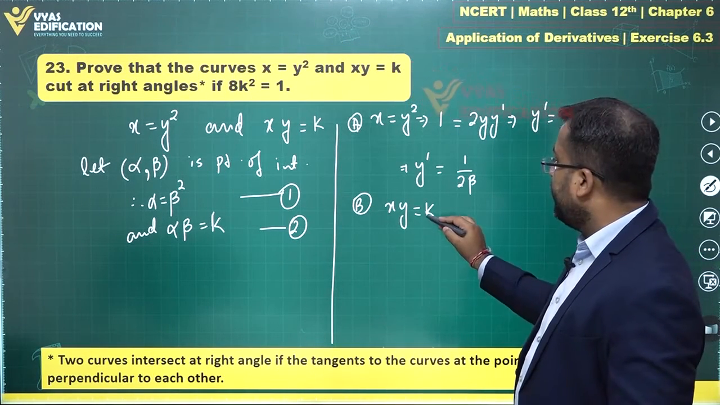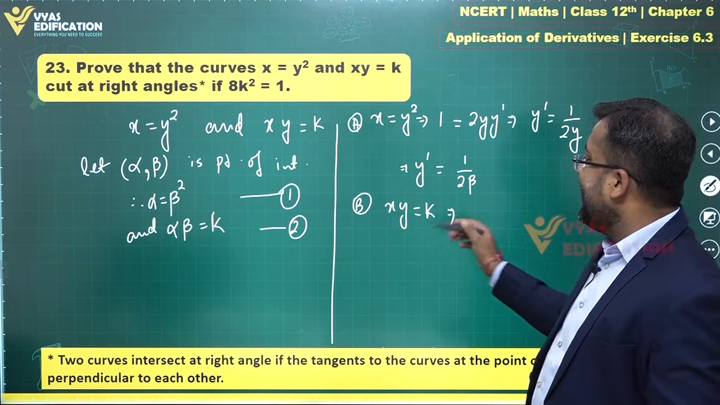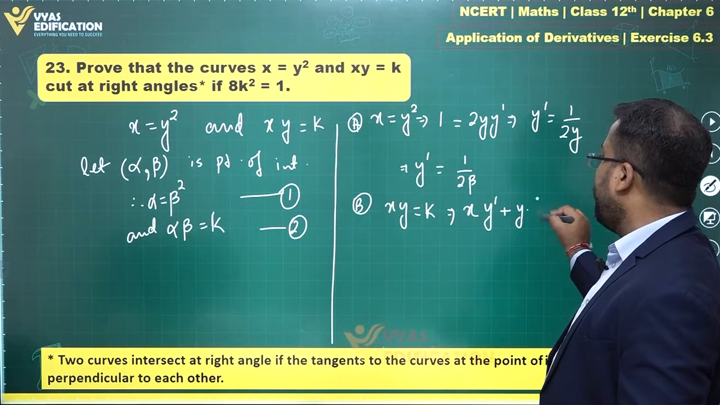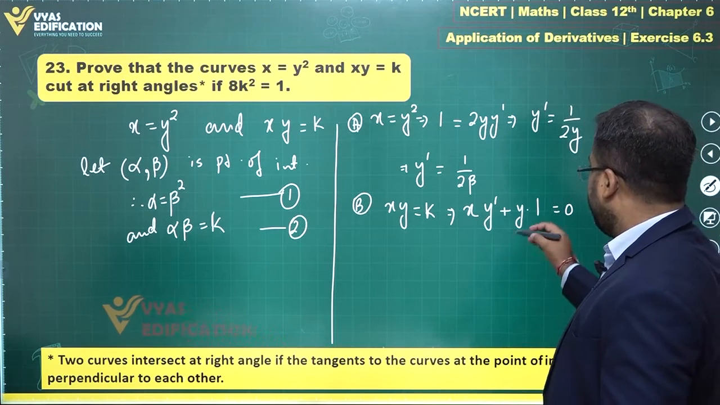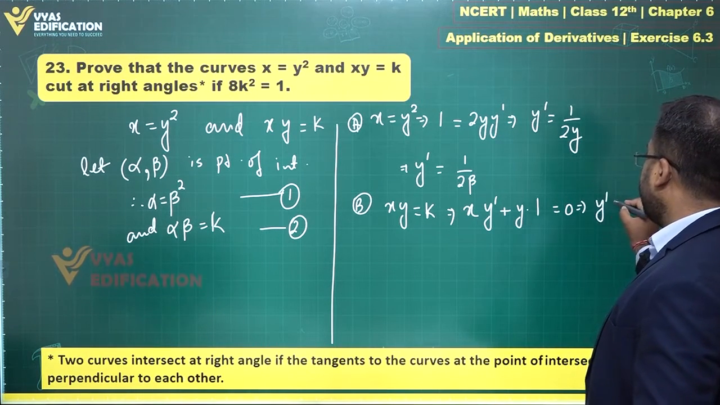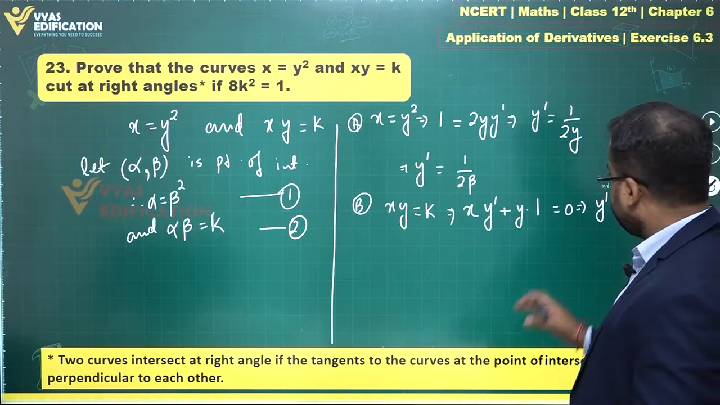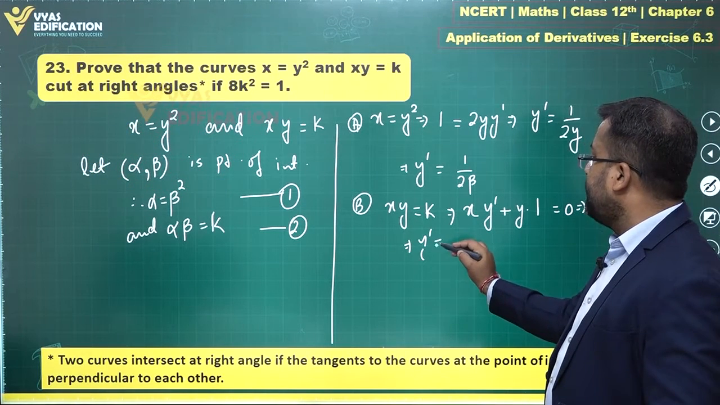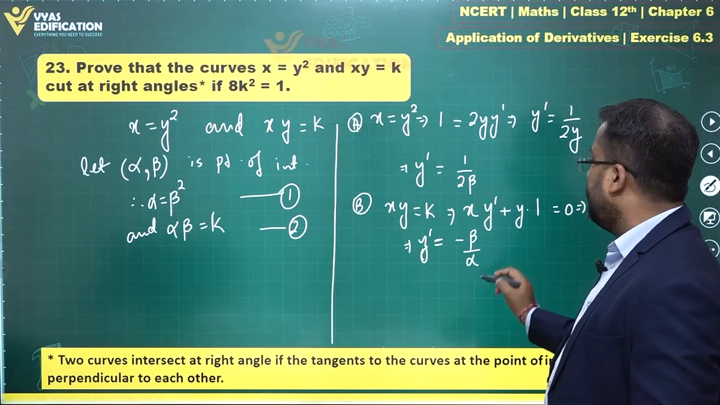The other equation, the second equation, you have xy equals k. Differentiate with respect to x. How do we do that? We simply say x times the derivative of y, which is y prime, plus y times the derivative of x, which is 1, is equal to the derivative of k, which is 0. This is what you get. This tells me y prime is equal to minus y over x. On the basis of this, I can say that y prime at (alpha, beta) will be equal to minus beta upon alpha.